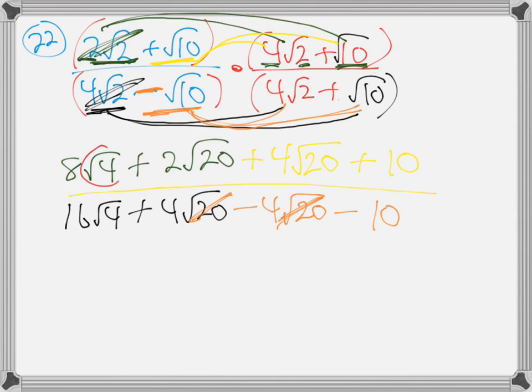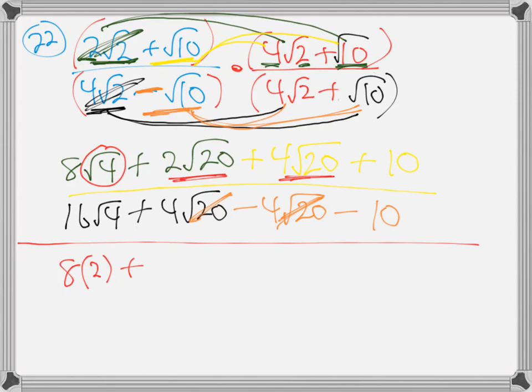So what's the square root of 4? So I'm going to do a new line here. That's going to be 8 times 2. And then that 20, I'm kind of running out of room. Oh, I can add these. These are like terms, aren't they? 2 roots of 20 and 4 roots of 20. That's 6 roots of 20. Plus 10. We actually have a lot of simplification to do on the top here.